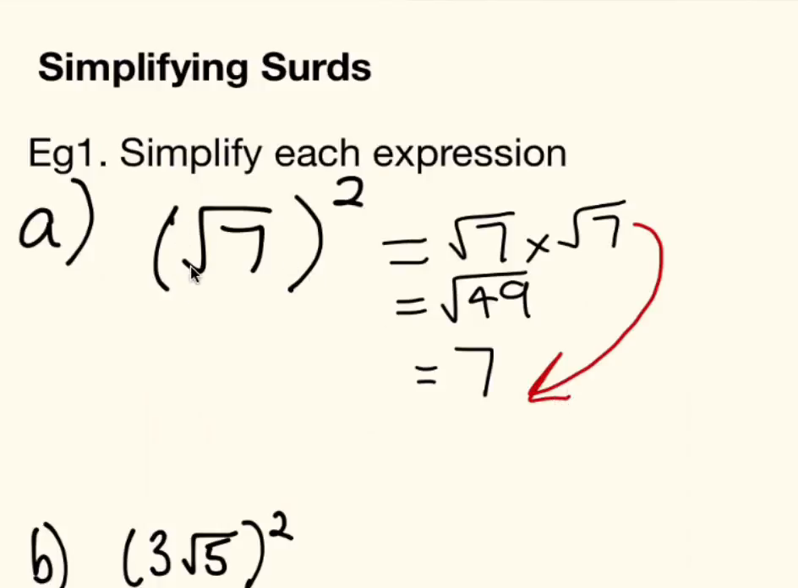And that makes sense because if we're taking the square root of something and then we're squaring it, we're basically undoing the thing we did before. It's like saying if I add 1 to a number, then take away 1 from the number, I'm going to end up with the original number that I started with anyway.